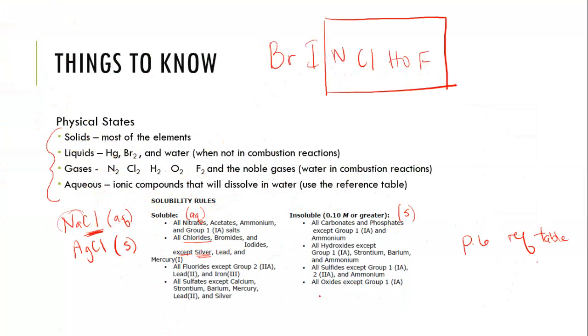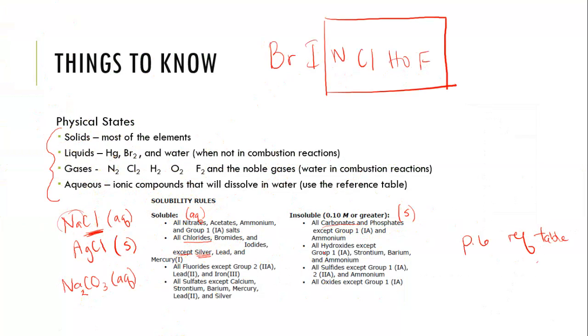The same thing happens if you're over here. For example, all carbonates are insoluble except group 1A. Well, how do you know what's group 1A? You look at the reference table and you'll see the group labels numbered up at the very top. So if it was something like Na2CO3, that's sodium carbonate. Carbonates are not soluble. That means they're solids unless it's with a group 1A element. Well, sodium is a group 1A element, so that means that would be aqueous.